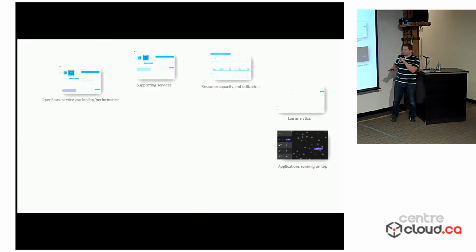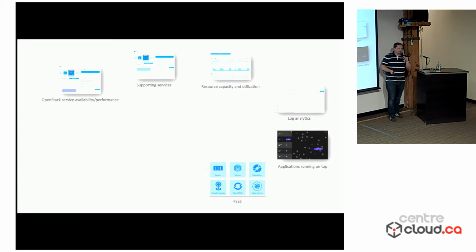So summing it up, what we actually now saw is that we need to gather a lot of data and a lot of metrics. So we need to watch, are my OpenStack services running and are they performing properly? Are there supporting services running and are they performing properly? What about resource capacity and utilization? We need to do log analytics. OpenStack writes tons of log files. We need to also be aware of the applications that run on top. And usually those applications run in some sort of path, right?